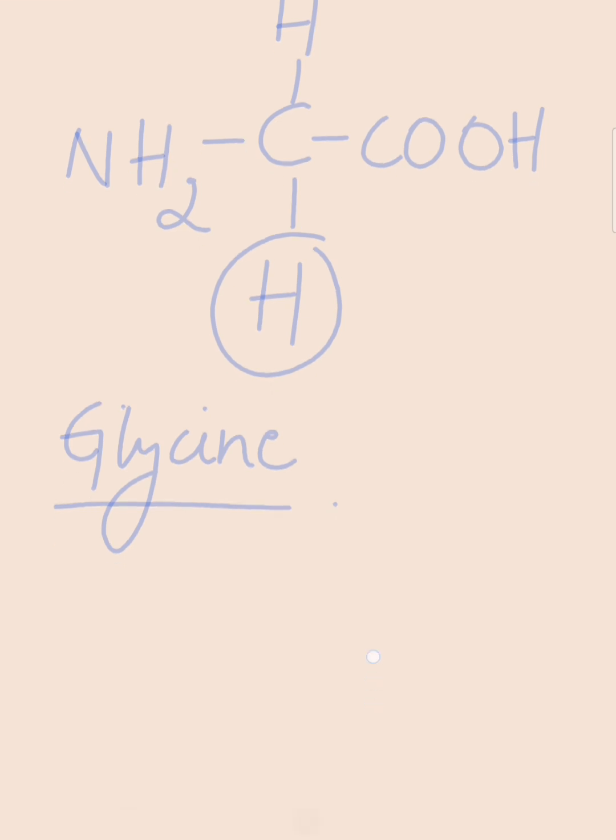Now let us take an example of another amino acid, which is known as alanine. The same thing we're going to repeat. We're going to draw the backbone of the amino acid, which consists of the carboxylic group, the amino group, and the H group. Now, instead of H, we have a CH3, a methyl group. This one is known as alanine.